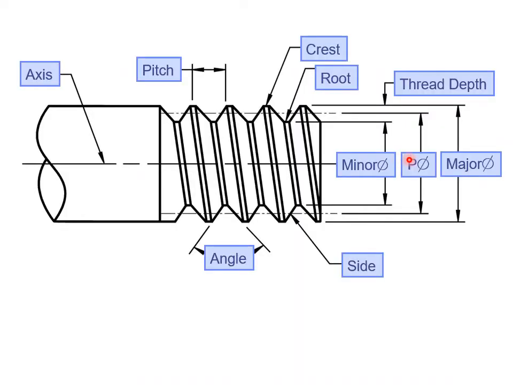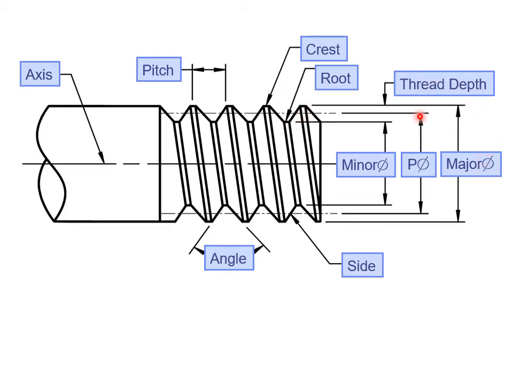Let's learn some terms here for threads. So we have the axis of the shaft. We have the pitch, which is the distance from tooth to tooth. And we have the crest, the top of the tooth, and we have the root, the bottom, and the thread depth from the crest down to the root.